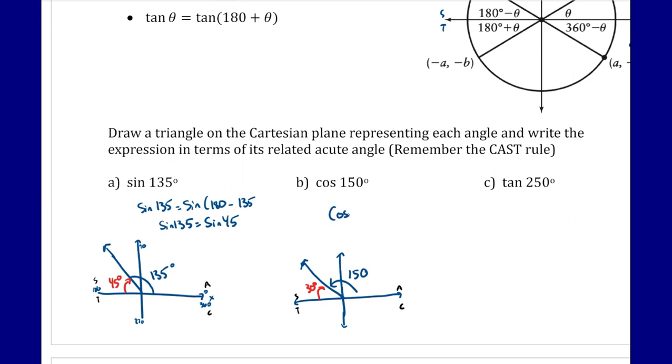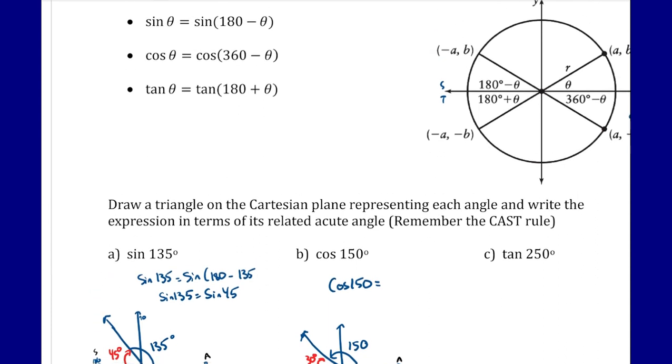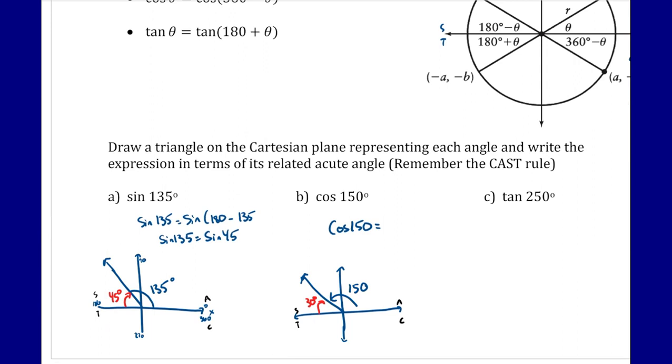So cosine of 150, if we were to do that formula like we did before, 360 minus theta, that would help us find the shared positive value. However, cosine 150 is going to give us a negative value. But what we can do is take that acute angle. We know there's going to be some relation to cosine 30. Cosine 30 would be a positive value. So in this case, we're just going to say that the related acute angle is negative cosine 30. So negative cosine 30 would be the related acute angle here.